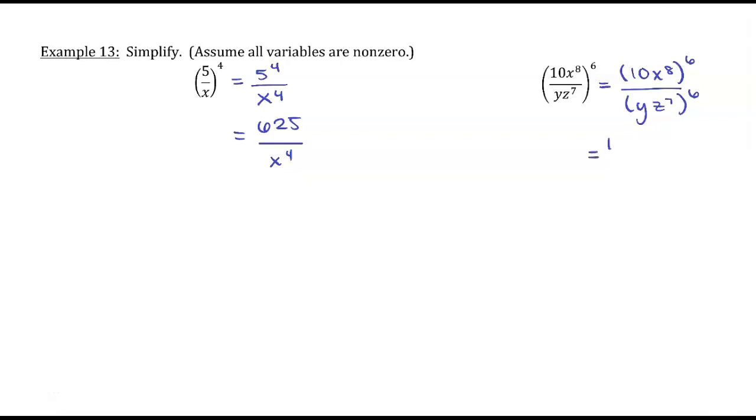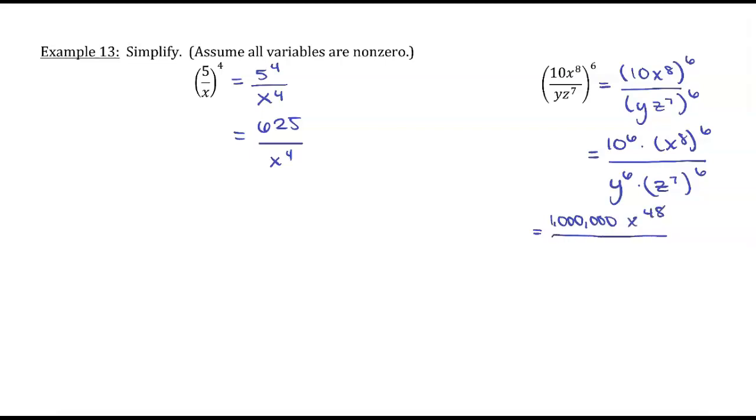That means we need 10 to the 6th times x to the 8th to the 6th divided by y to the 6th times z to the 7th to the 6th. Simplifying again, we have 10 to the 6th, which is 1 million, times x to the 8th raised to the 6th, which is x raised to the exponent of 48. In the denominator, we have y to the 6th times z to the 7th raised to the 6th, or z raised to the exponent of 42. And that's as much simplifying as we can do for this one. Let's go on to our final example.